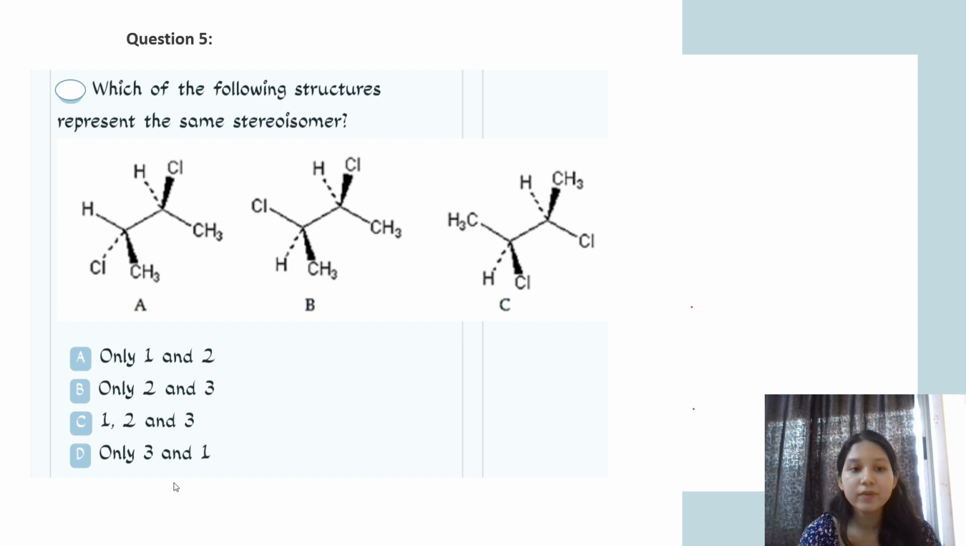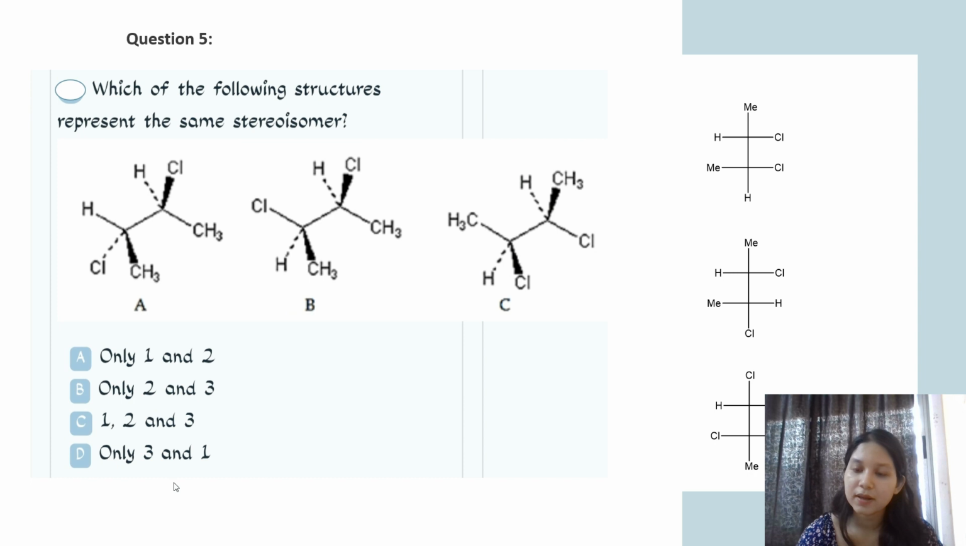In question 5, we had to identify the stereoisomers which were the same. For that, we first converted all the Sawhorse configurations into their Fischer projections, and we saw that compound B and compound C were the same stereoisomers, and compound A was different since it was containing 2 chlorine atoms on the same side.